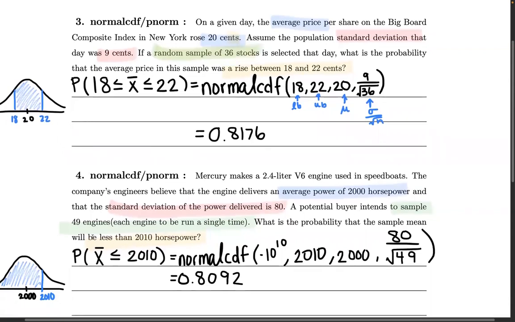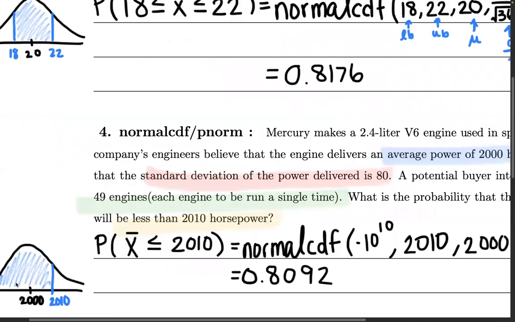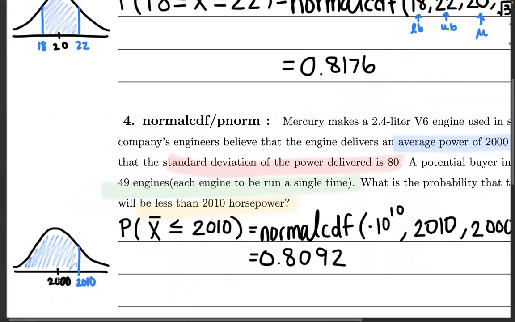If we want to determine our lower bound and upper bound, what we're interested in is the probability that the sample mean will be less than 2010 horsepower. So we have the probability that X bar is less than or equal to 2010. If we look at our graph here, 2000 is the mean, so that's in the middle of the bell curve, and 2010 is somewhere to the right of it. We're interested in the shaded region here.